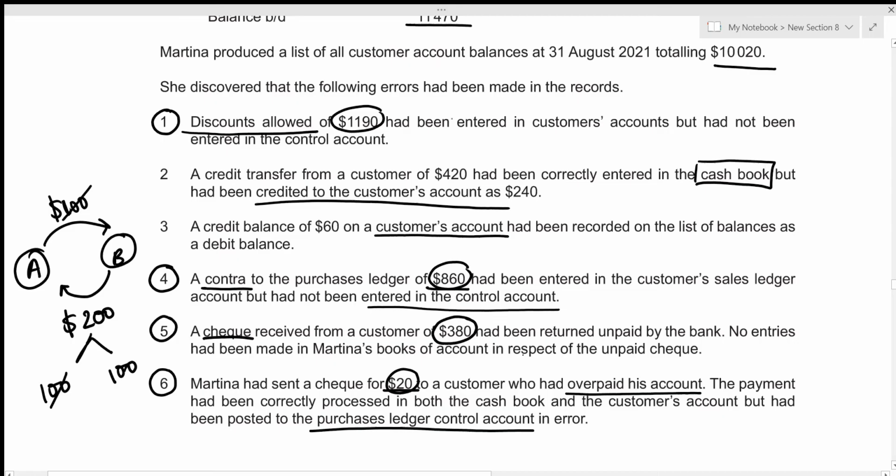A credit transfer from a customer of 420 had been correctly entered in the cash book, but had been credited to the customer's account as 240. So what should have been recorded as 420 was recorded as 240. So if out of this 420, 240 was recorded, then the remaining balance is 180, right? So we need to record this in our sales ledger, and we're talking about a credit transfer. So obviously it reduces the value of the trade receivables, which means that we will be subtracting this value, and we can write it down as bank, since we're talking about a credit transfer from a customer, meaning that the customer is paying the amount of 420. Let's write it down.